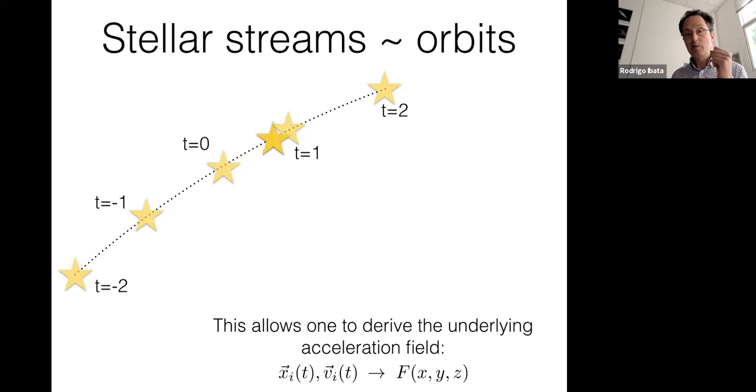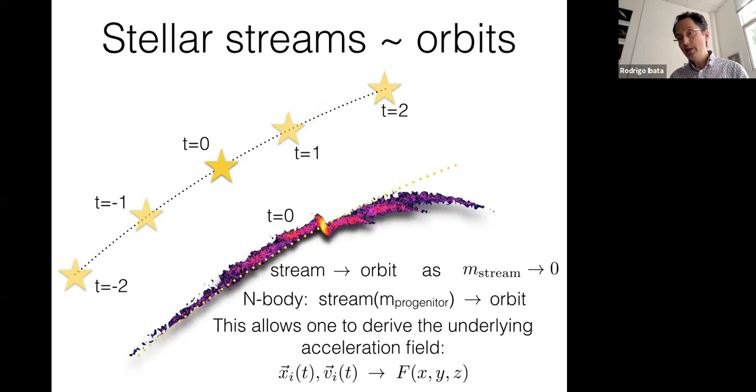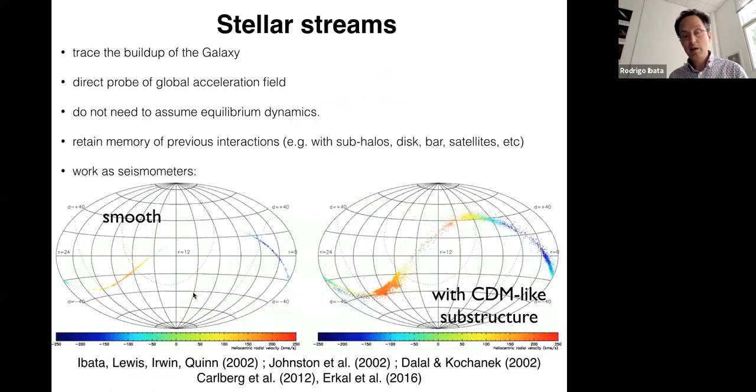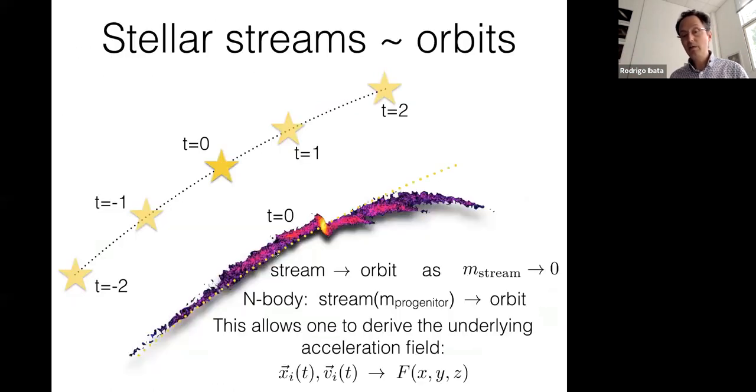The point here is that if we had the motions of stars through time, we would have the orbit of the structure, and then we'd immediately be able to derive the force field. Now we don't really get that with a stream, but as the mass of the stream becomes smaller and smaller, what we know from N-body simulations is that the path of that stream on the sky resembles more and more the path of the orbit of the progenitor. Even though this isn't precisely true, we can always run N-body simulations to make the correction back to the orbit of the progenitor over time. So this allows us to get the acceleration field.